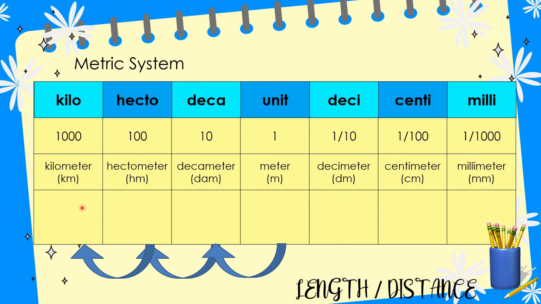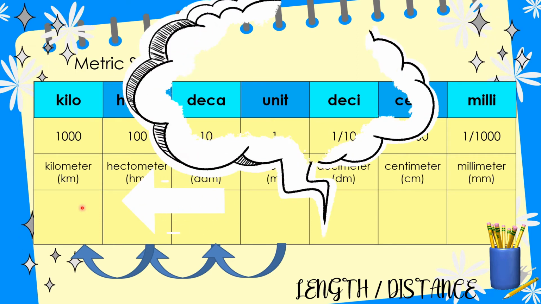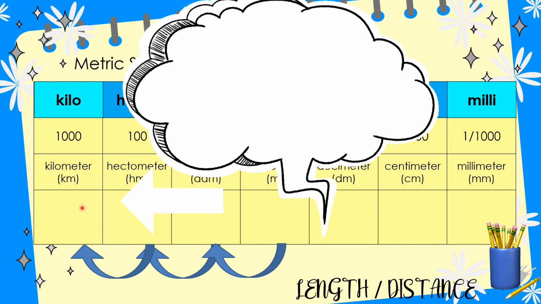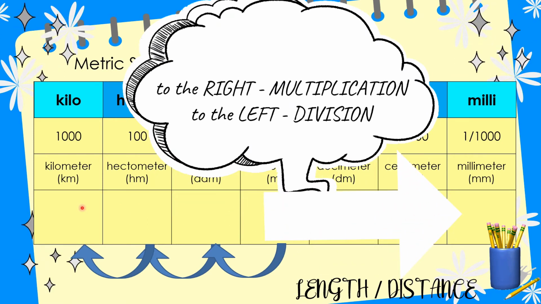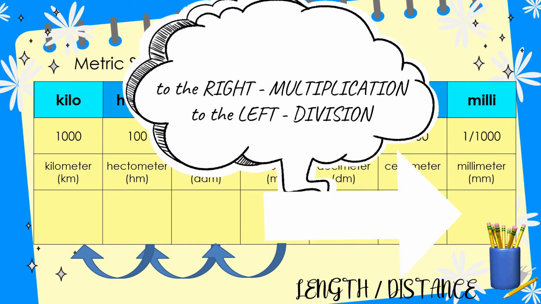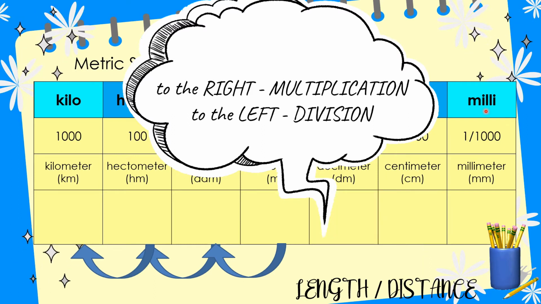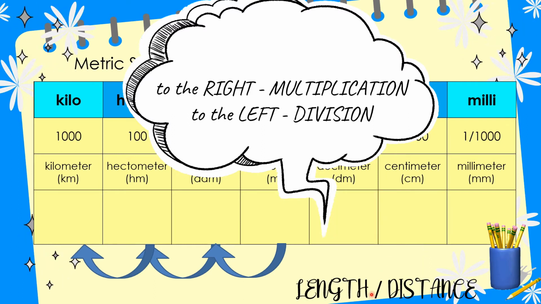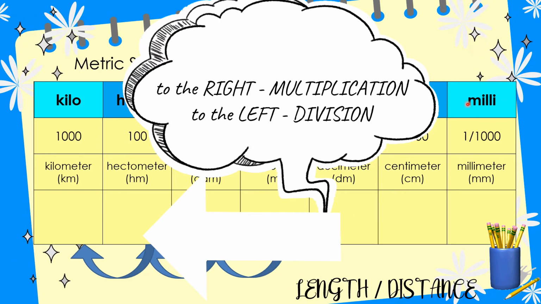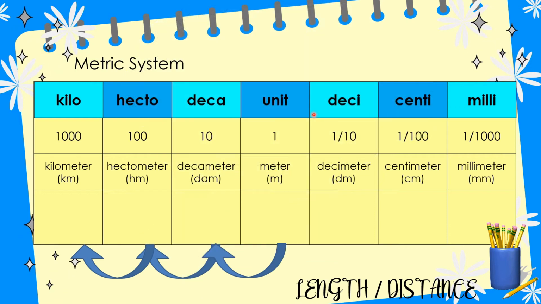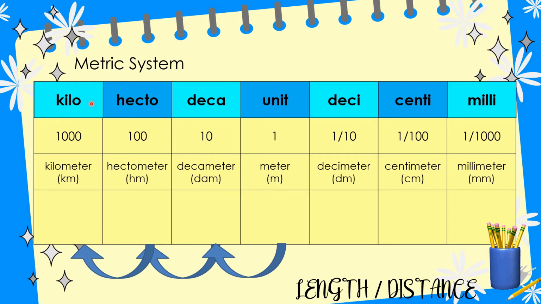Nakita nyo pala, sa metric system pala, may dalawang direction lang tayo. Going to the left and going to the right. Kapag going to the right, multiplication, larger unit papunta sa smaller unit, multiplication by the powers of 10. Kapag naman going to the left, division naman. Kasi, smaller unit papunta sa larger unit requires division.